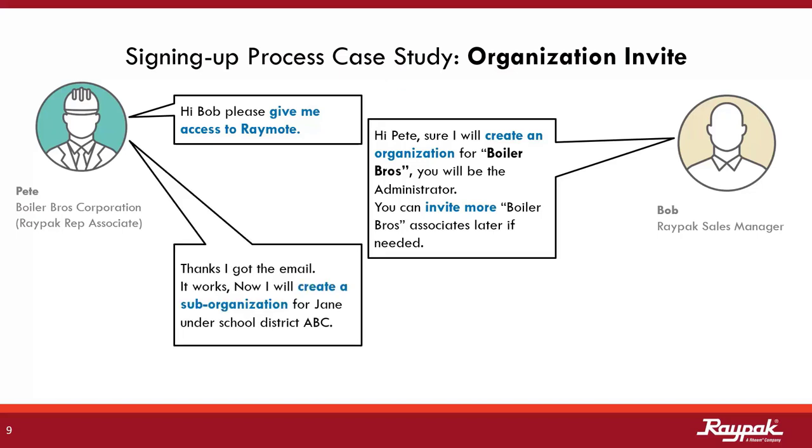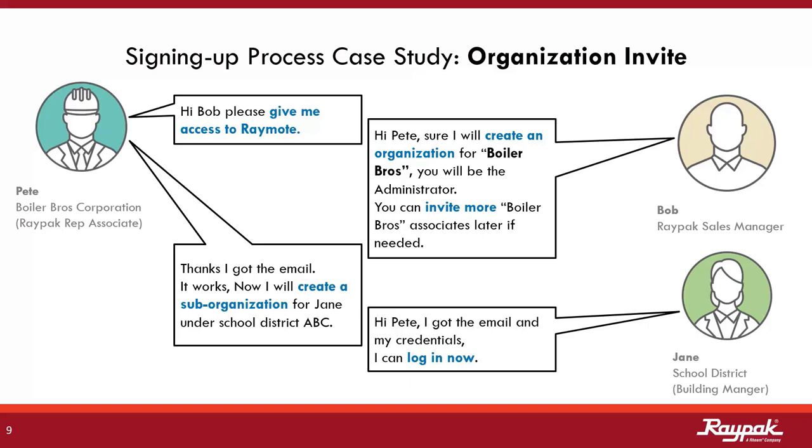And once the credentials are assigned, Pete ideally should be capable of creating the sub-organization for Jane, which along with that creation will come with an invite for Jane. Jane will get the credentials and everyone is going to be connected under the right configuration. Keep in mind that all these blue highlighted items on this conversation that I am showing in this case study are going to be covered as part of this material.